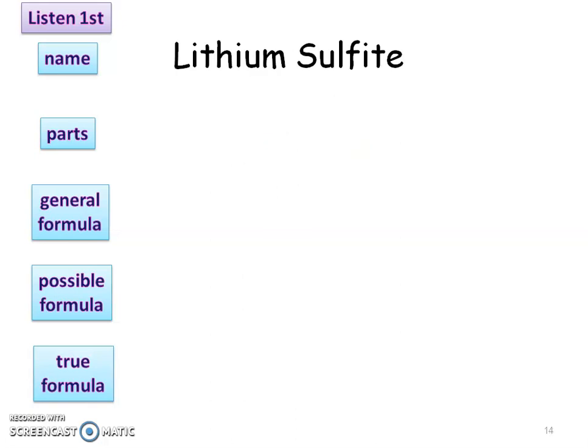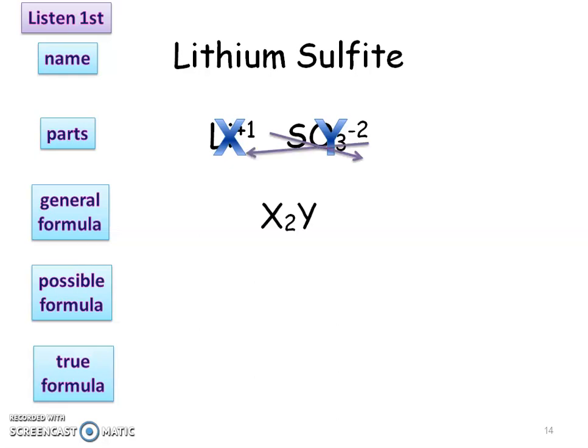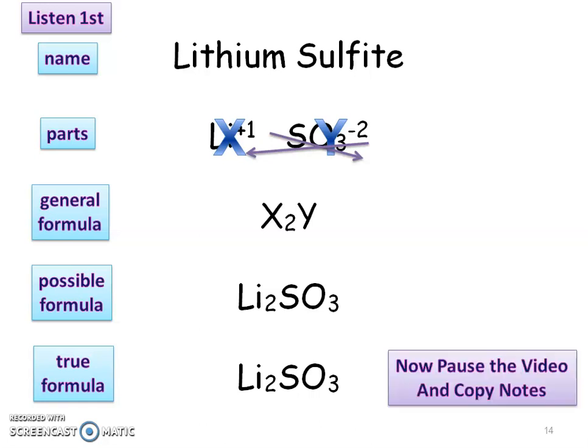Next one, lithium, metal, and sulfite. Ooh, ITE. Make sure that you are finding the correct polyatomic ion. Hopefully you found those two things. So can you pause and come up with the general formula now? X, Y. Charge numbers are different. Cross. So we have X2Y. Ooh, so Li2SO3. Hopefully that makes sense. And you know what? That looks good. So we're going to keep the possible formula and the true formula the same. All right, pause and get those in your notes.